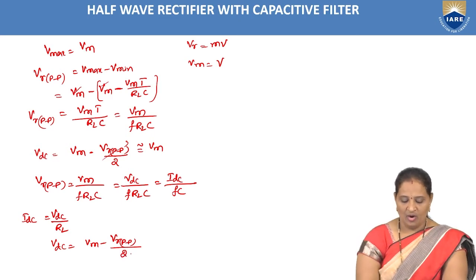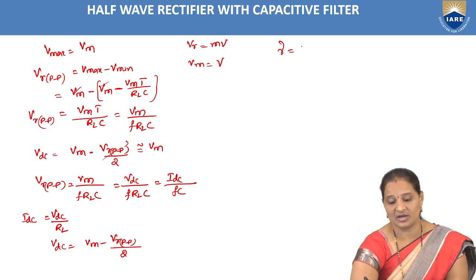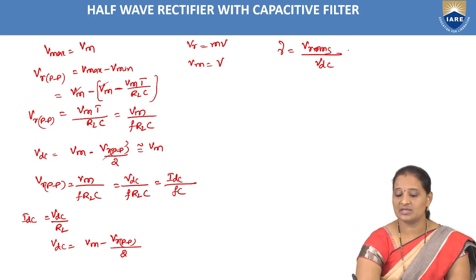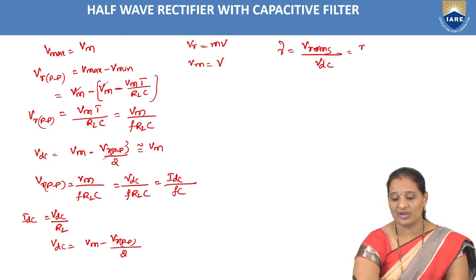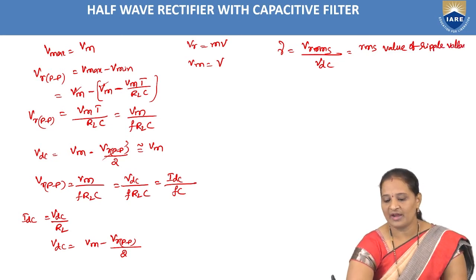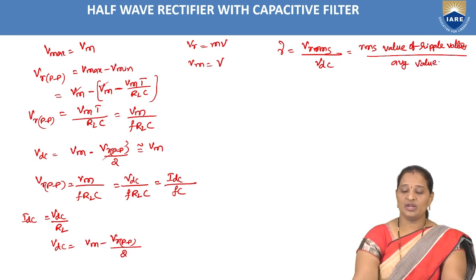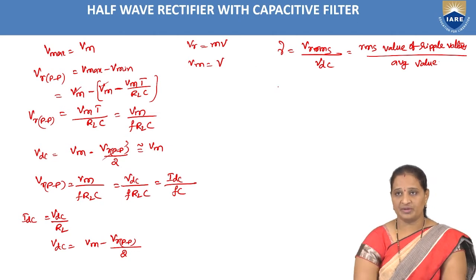So here we know that the formula of ripple factor is VR RMS divided by VDC. What is VR RMS? This is nothing but the RMS value of the ripple voltage, divided by the average value. So here we need to find out the RMS value of the ripple voltage.